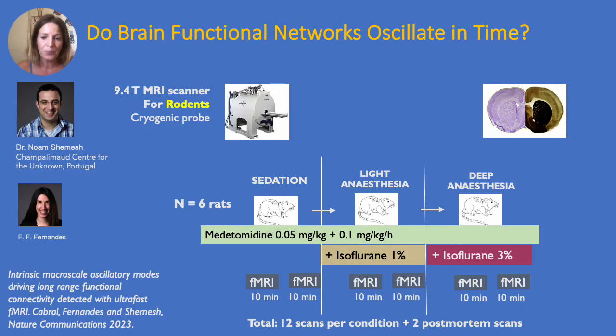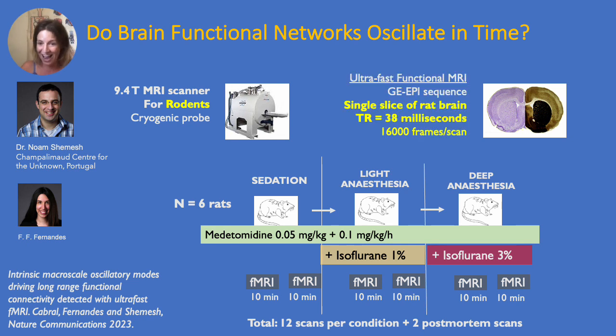So to do so, I collaborated with a group at the Champalimaud Center for the Unknown in Portugal, where they have a 9.4 tesla MRI scanner for rodents. And I asked them how fast we could get fMRI signal, because the fMRI data that I have usually have very low temporal resolution.